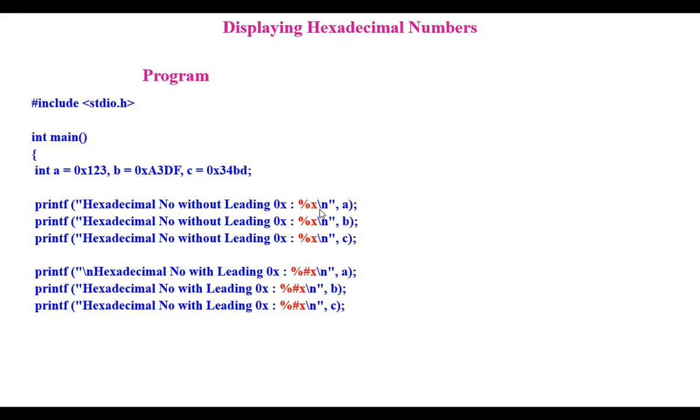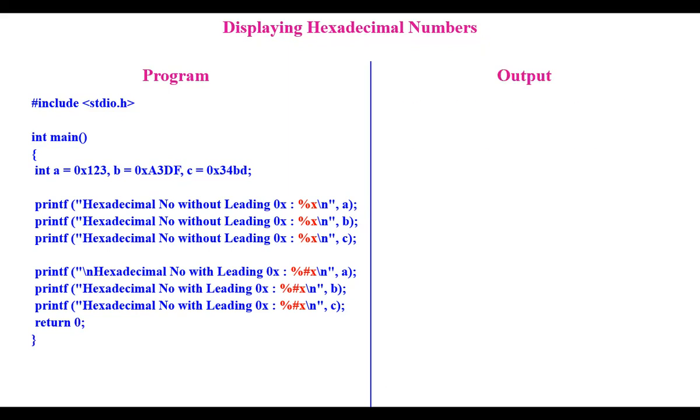But here I have used only %x, and here I have used %#x. Let us see the difference. Same A, B, C I am displaying. So I have used a hash in between. %x is actually for hexadecimal system display, but here this hash has a role. Let us see what it is. Complete the program.